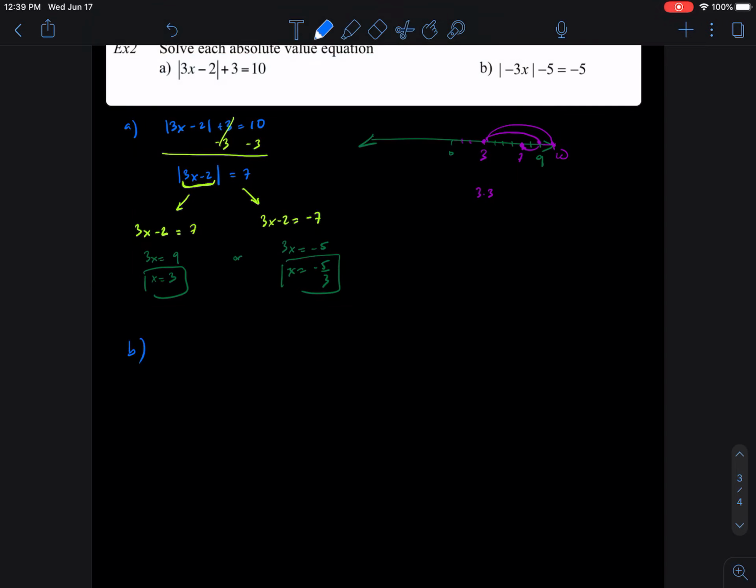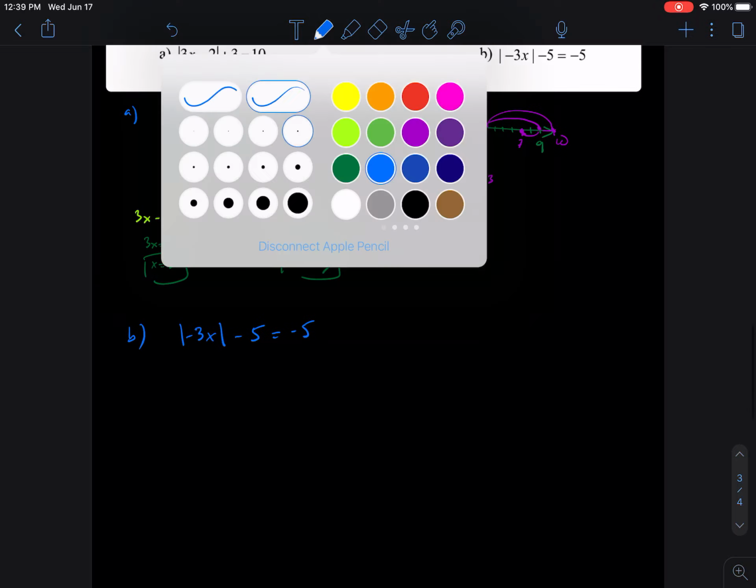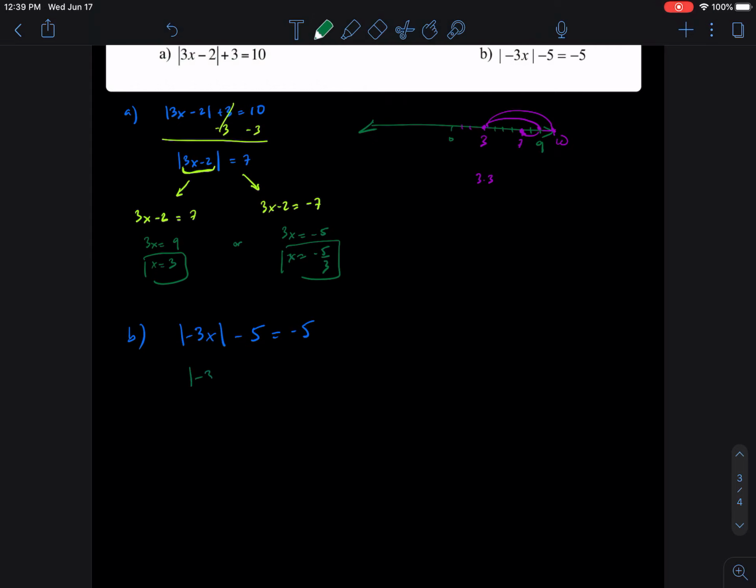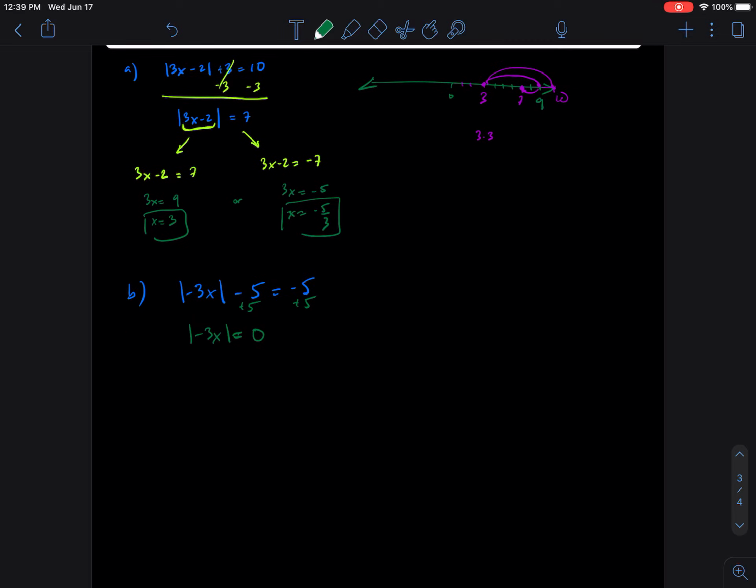Part B is asking for what is x such that the absolute value of 3 times x, subtract 5, equals negative 5. If you look at this and try to isolate the absolute value by itself, adding 5 to the other side will give us 0. We mentioned that earlier already. The absolute value of any number, 3 times x, or anything inside the absolute value, to get 0, x must equal 0. Because if you use any other number in here, you're going to get an absolute value greater than 0. But we want that to be equal to 0, so x has to equal 0 in this case.